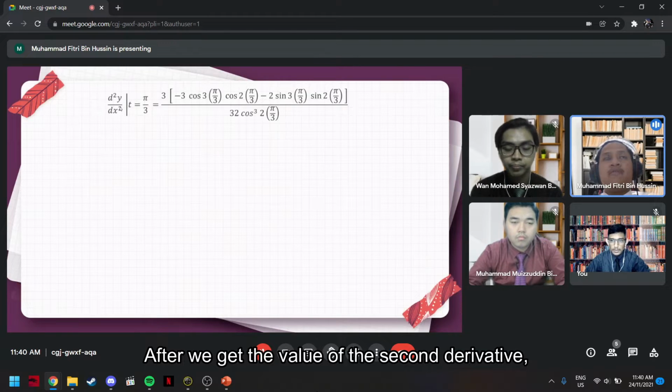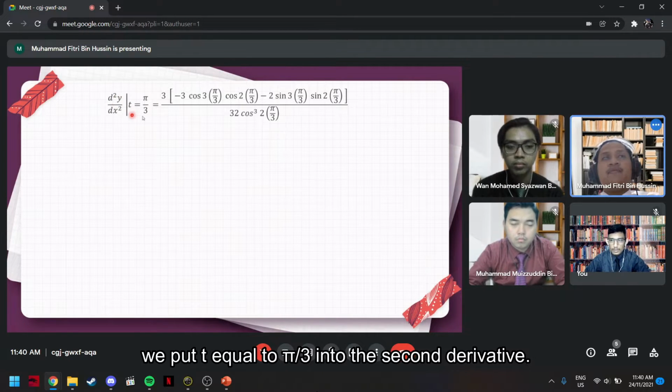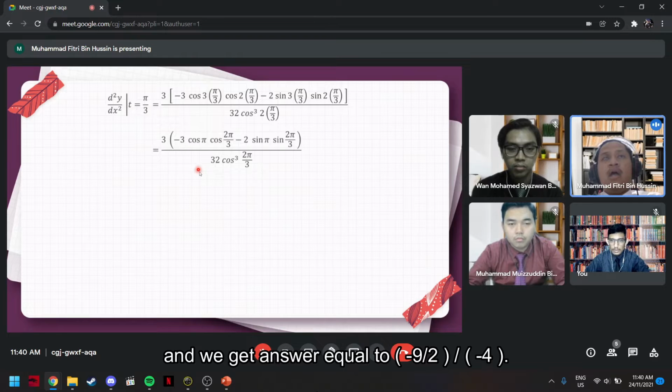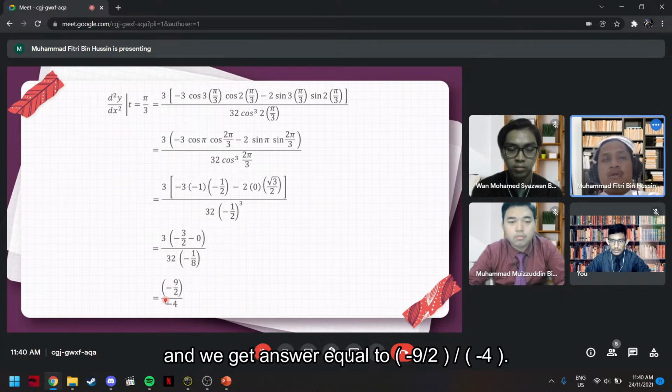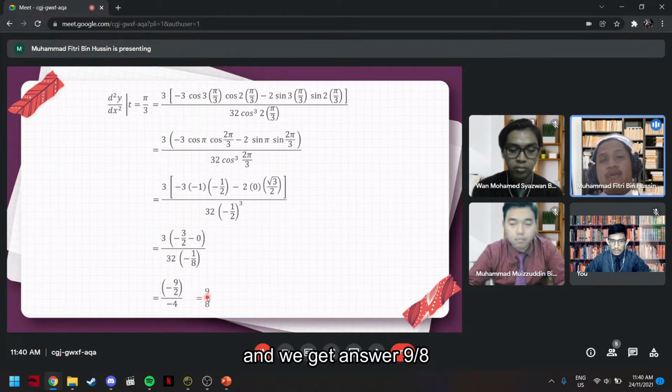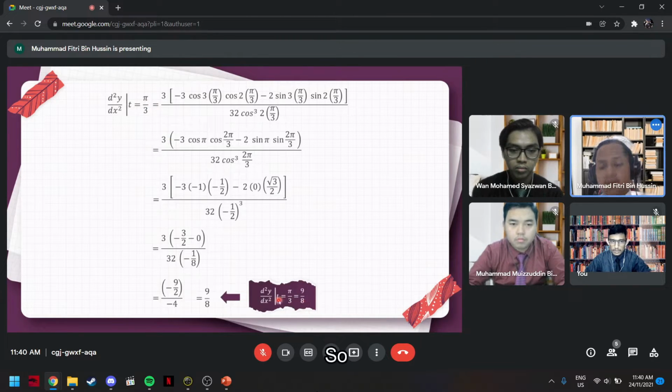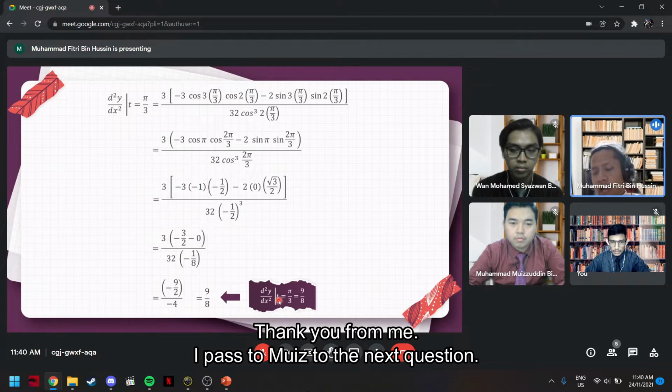After we get the second derivative, we put t equals pi over 3 into the second derivative. And we get negative 9 over 2 over 9 over negative 4, and we get the answer 9 over 8. The value of the second derivative where t equals pi over 3 is 9 over 8. So, thank you from me. I pass to Muiz for the next question.